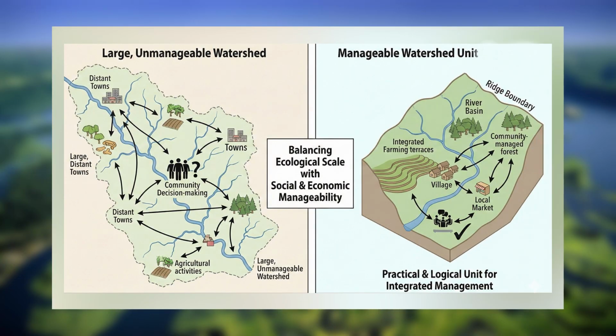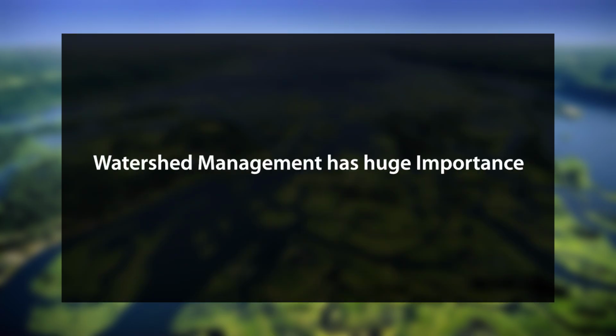Within a watershed, the movement of rainwater from where it falls to where it leaves the area can be clearly understood, along with the sources of sediment and pollution entering streams. Since soil and vegetation can also be effectively managed within watershed boundaries, the watershed becomes the most practical and logical unit for integrated natural resource management. However, the watersheds should not be too large, so that they also function as manageable social and economic units for local communities. Watershed management has huge importance.